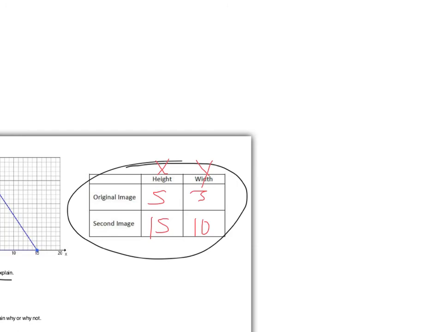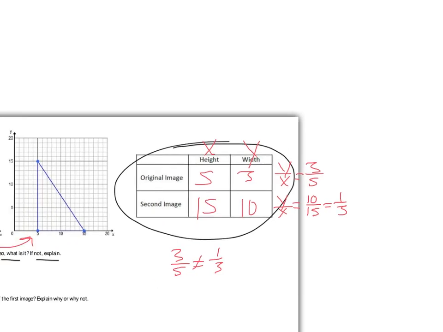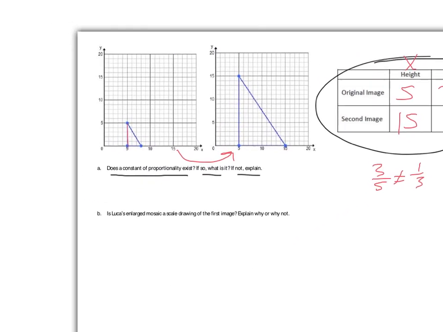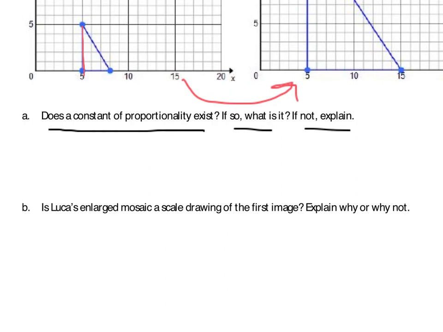So when I do y over x, I'm going to get 3 over 5. And when I come over here, y over x is 10 over 15, which reduces to 1 over 3. 1 over 3 is definitely not equal to 3 over 5, which means that this is not a correctly scaled drawing. So does a constant of proportionality exist? No.